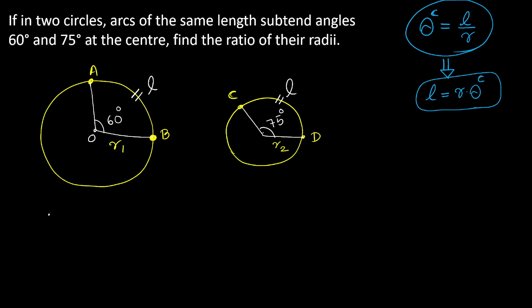Look at the first arc. What is the formula of L? R1 into theta 1. Let the center angle be theta 1, right? But 60 degree is not in radian. I can convert degree to radian in the same step.